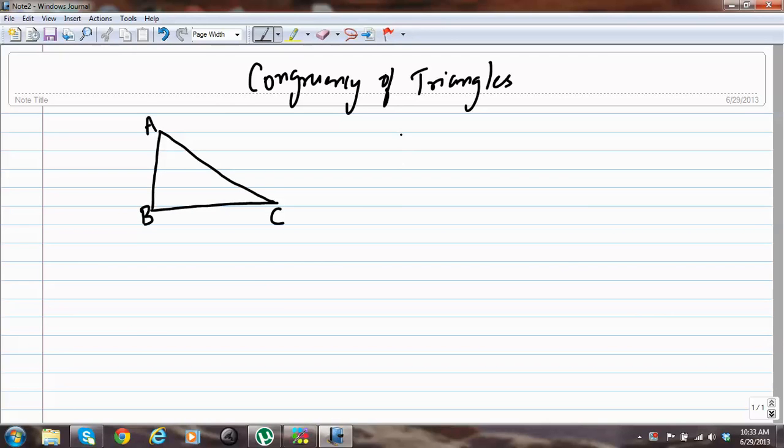Now, if we have another triangle, let me call it D, E, F. I may say that these two triangles are congruent only when they can completely represent each other or one can be overlapped on the other.